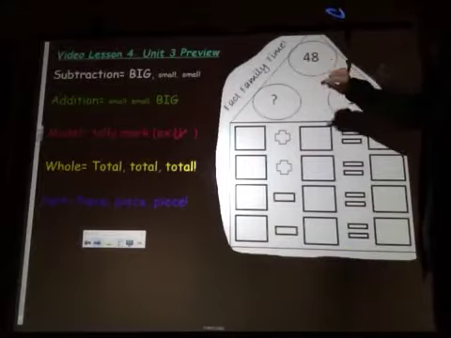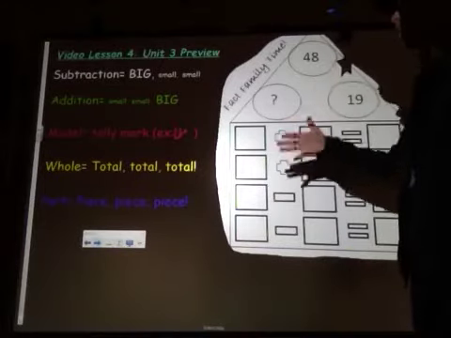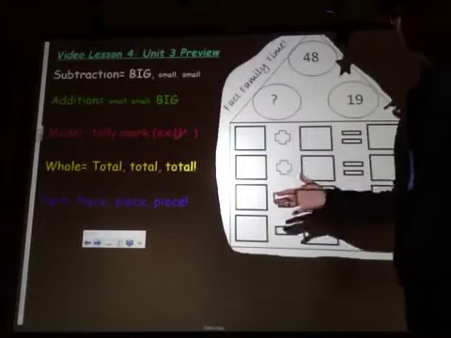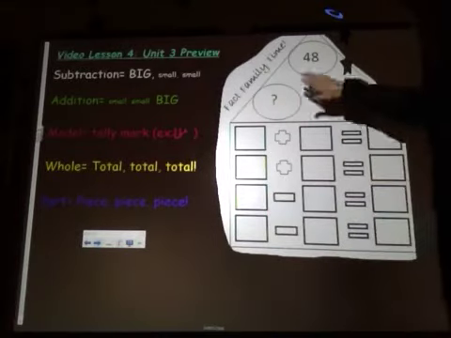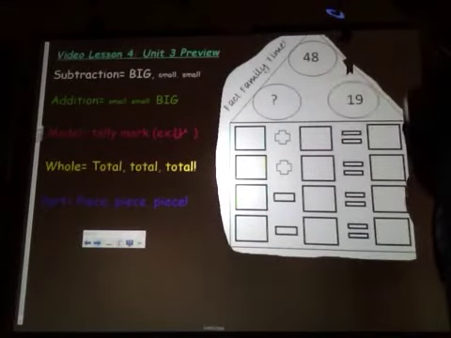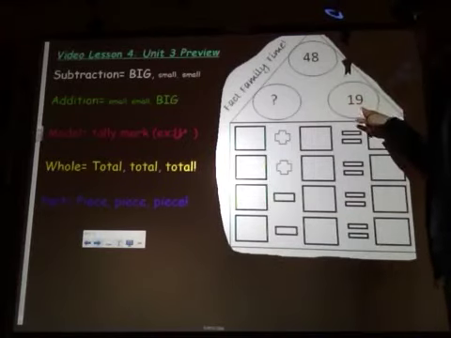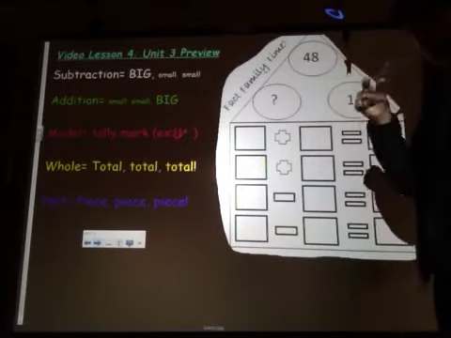Okay, so do we have the total or the whole? Total, total, total. I'll do it with you the first few times, and then after this you're on your own. Okay, yes, we do have the total. It's 48. And we have one of the parts, which is a piece, piece, piece.